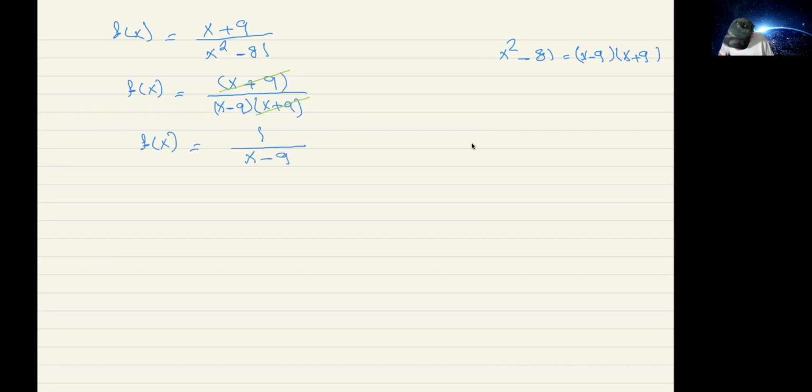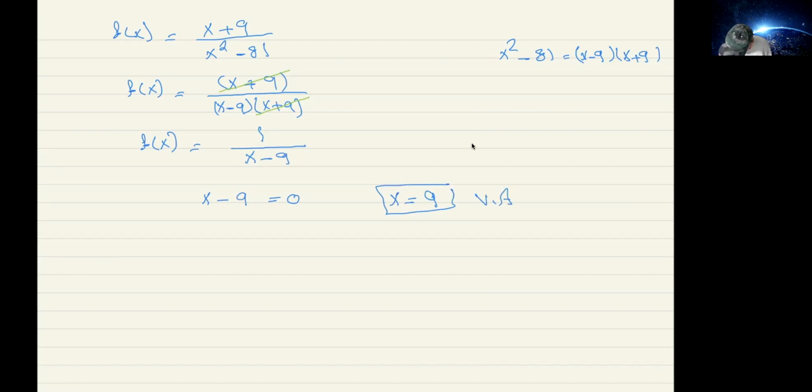Okay? And now we're done with step 1. Step 2 is set q of x. This is q of x. What's my q of x right now? x minus 9 to 0 and solve for x. So x minus 9 equals 0. Therefore, x, when I add 9 to both sides, is 9. And x equals 9 is my vertical asymptote.